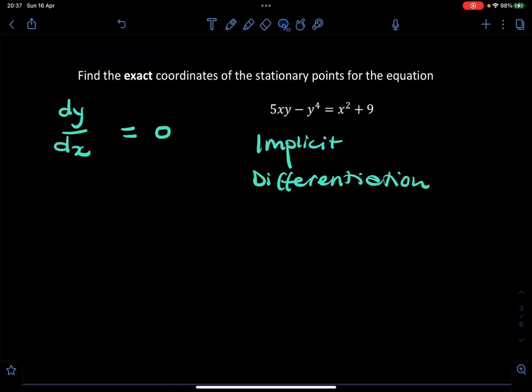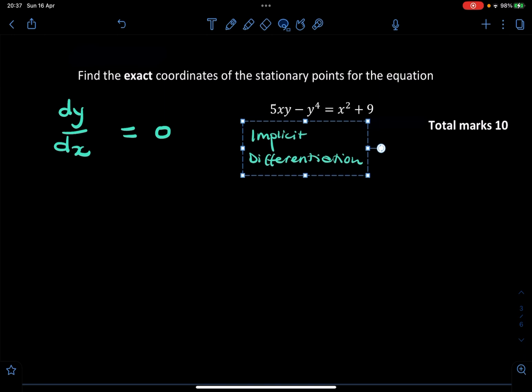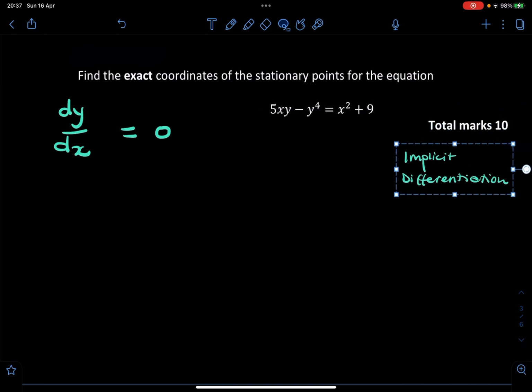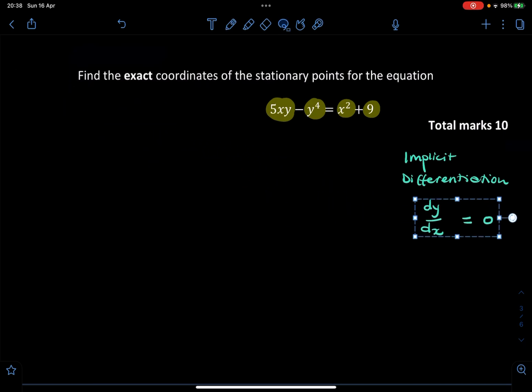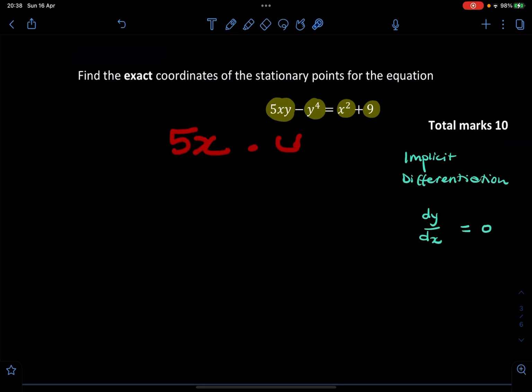That means we need to take each term and differentiate it. Okay, so it means we need to differentiate each of these separately. So to differentiate 5xy, let's just get this out of the way. To differentiate 5xy, you'd need to treat this as a product. You need to treat it as 5x multiplied by y, and then use the product rule.